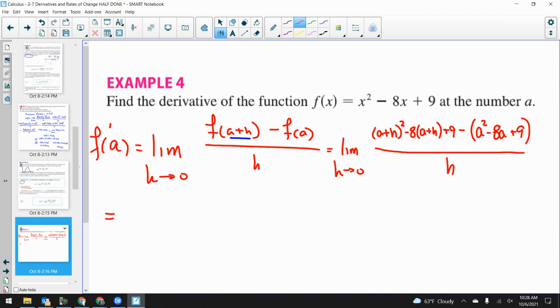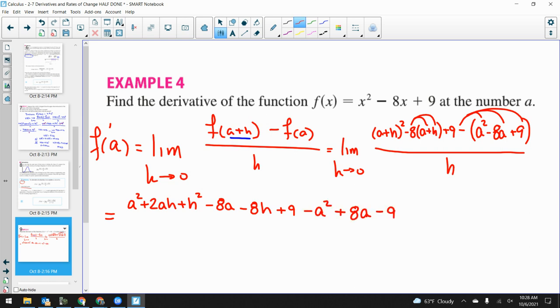A plus h squared is going to be a squared plus 2ah plus h squared. Remember, I just foiled that. That's just a quick foil. Then we have minus 8a minus 8h. That's just me distributing in the negative 8. And then we have plus 9. And then I distribute in this negative: minus a squared plus 8a minus 9. All still over h.